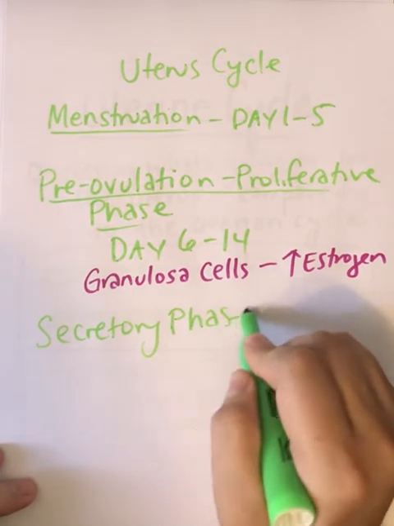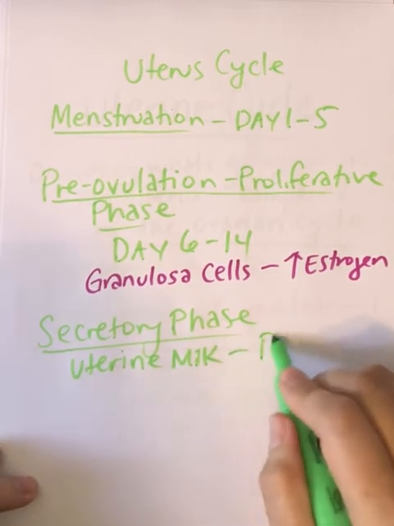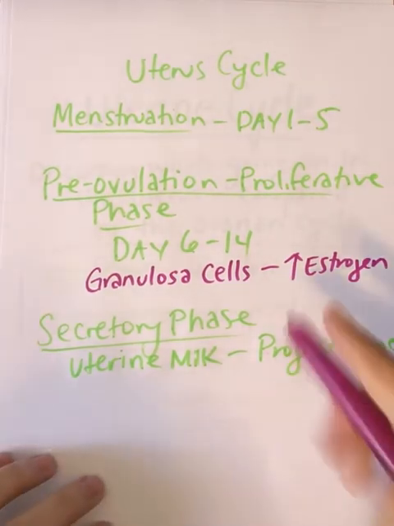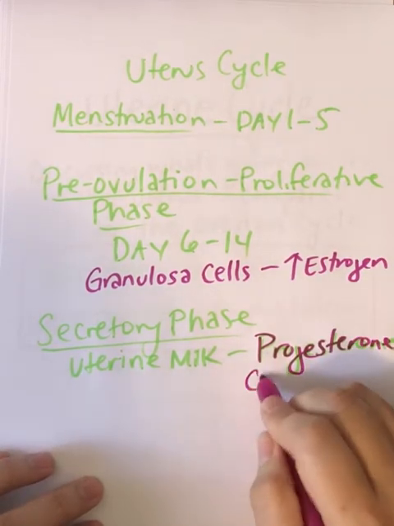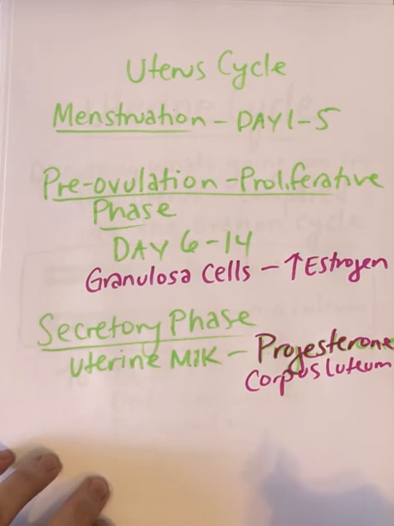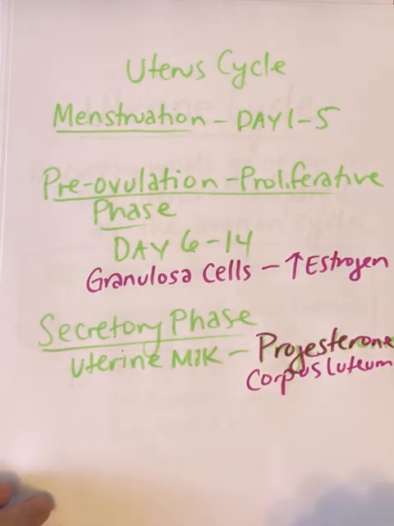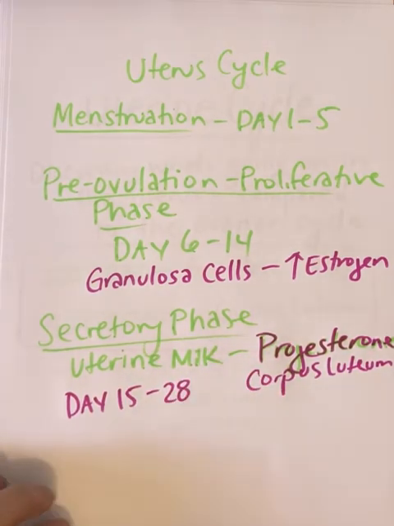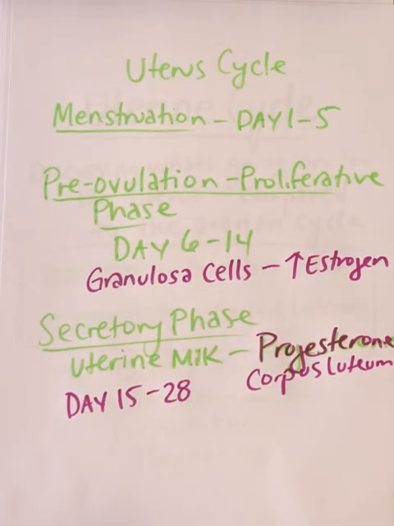And the only way we can make uterine milk is progesterone. And progesterone is going to come from the corpus luteum. And the corpus luteum is most active basically at day 14 to day 28. So your secretory phase is happening at the same time as the luteal phase. Basically, it's day 15 to day 28. And when that day 28 is over, you start your period, which is menstruation, day 1 to day 5.